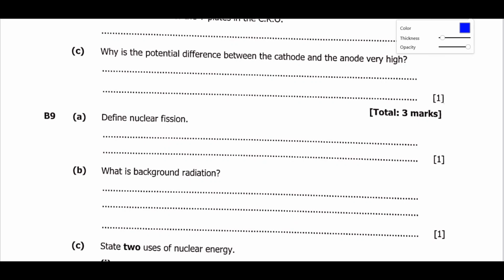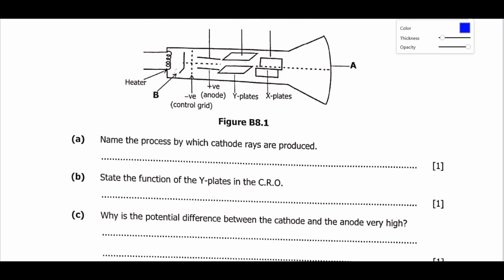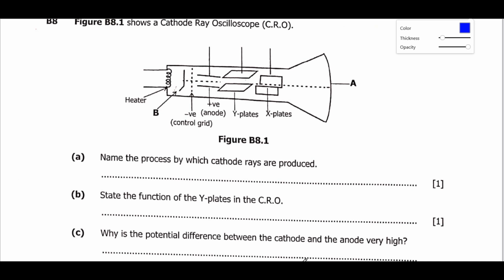Move on to question number 8. Figure 8.1 shows a cathode ray oscilloscope. So we have the heater. Name the process by which the cathode rays are produced. Cathode rays are a beam of electrons. So this is the same as the process by which electrons are produced in a CRO.